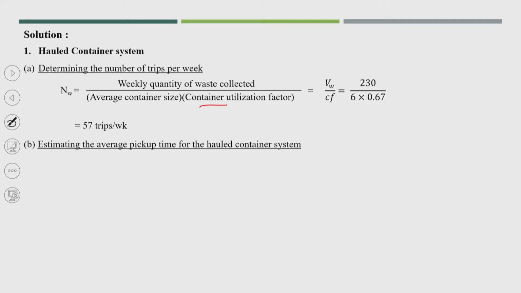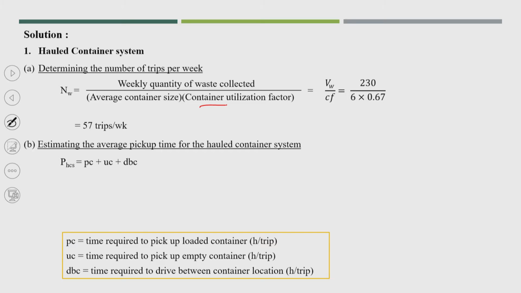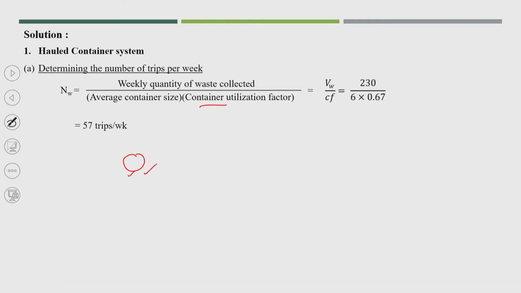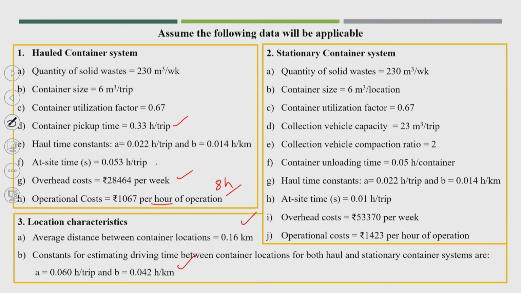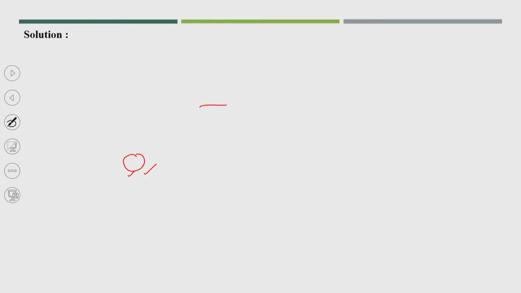Now, we will estimate the average pickup time for the haul container system. That is PC plus UC plus DBC. This is already known to you. So, PC plus UC. Now, for DBC, A and B are the constants given, as you see in the problem. To calculate the DBC value, we also have to use these constants.